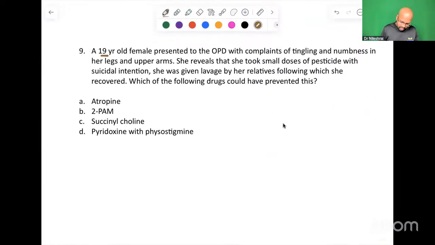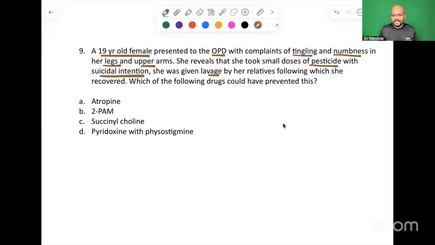A 19-year-old female presented to the OPD with complaints of tingling and numbness in her legs and upper arms. She reveals that she took small doses of pesticide with suicidal intention. She was given lavage by her relatives, following which she recovered. Which of the following drugs would have prevented this?